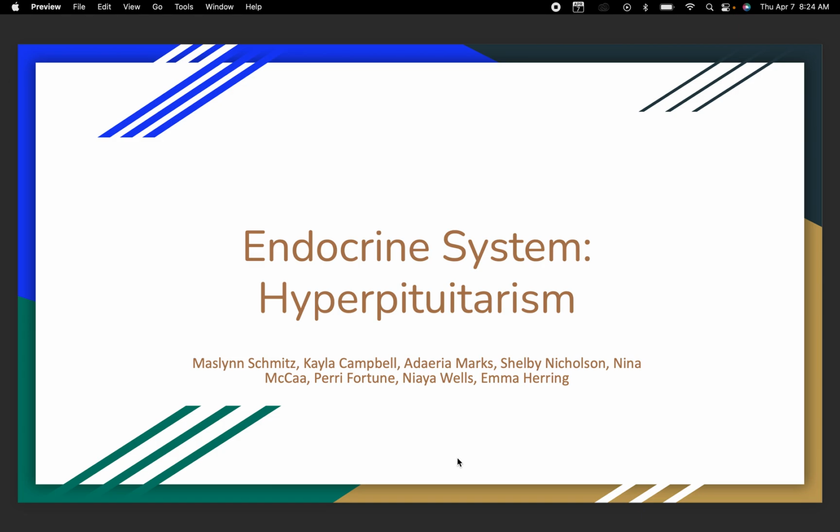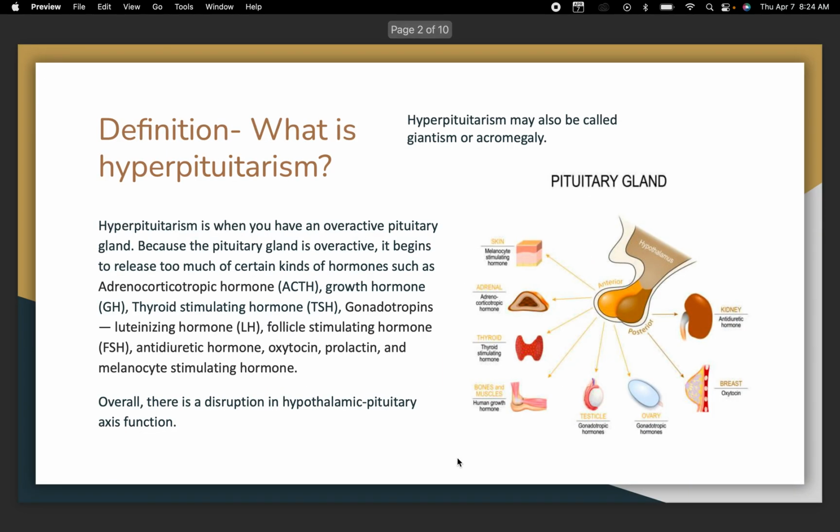And for this endocrine post conference, we're going to be talking about hyperpituitarism. And so we're going to start with what is this? Hyperpituitarism is when you have an overactive pituitary gland, and because of this, it releases too much of certain hormones, such as adrenocorticotropic hormone, growth hormone, thyroid stimulating hormone, gonadotropins, luteinizing hormone, follicle stimulating hormone, antidiuretic hormone, oxytocin, prolactin, and melanocyte stimulating hormone.